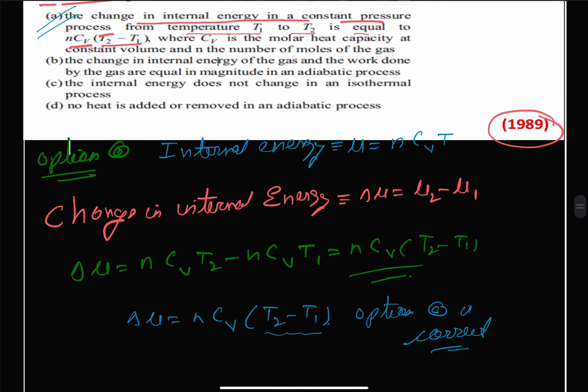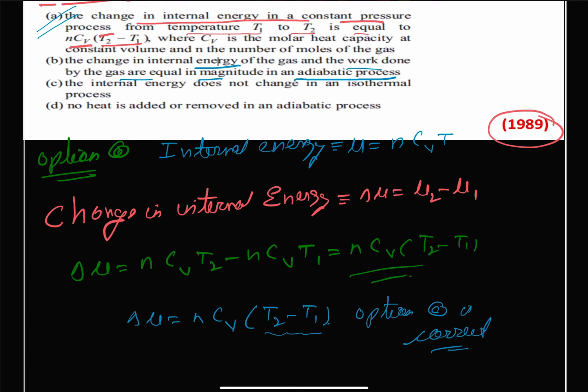Next is that the change in internal energy of a gas and work done by the gas are equal in magnitude in the adiabatic process. So in the adiabatic process, we know that Q is equal to 0. If Q is 0, it means delta U is equal to the work done by the gas. Okay. So therefore, this option is also correct.